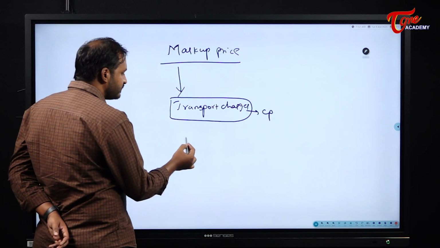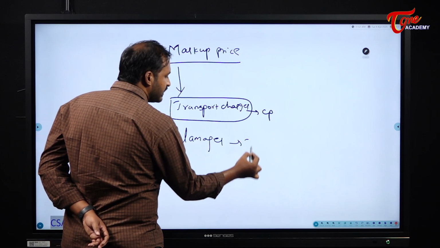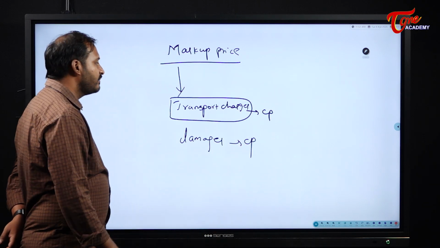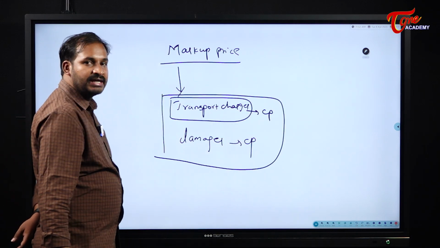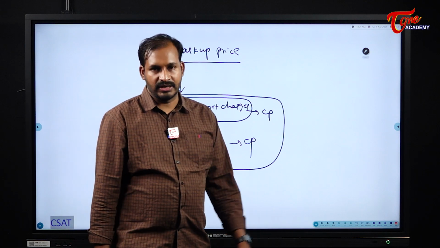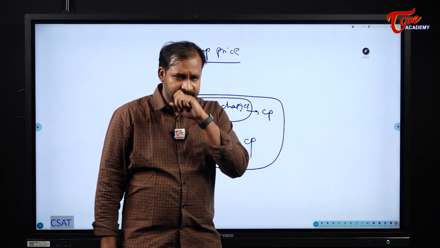Understood? Sometimes we will have damages. This also we should consider under our cost price only. And after adding that, we need to decide the total cost price and only then sell the products. Understood? So these are the basic concepts.